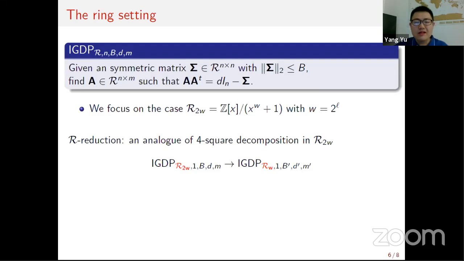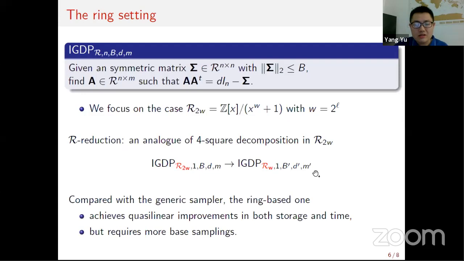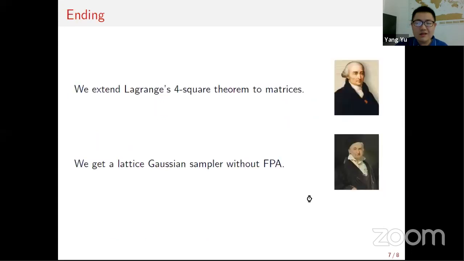To solve the ring-based IGDP problem, we need to decompose a single polynomial. And to do so, our method is similar as before. We project the problem onto a subring recursively, and this can be written as this reduction. Compared with the generic solution, the ring-based solution achieves a quasi-linear improvement in both storage and running time, but it requires more base samplings.